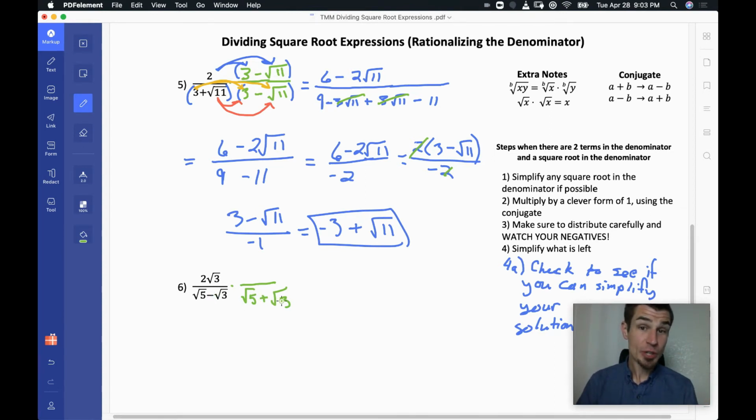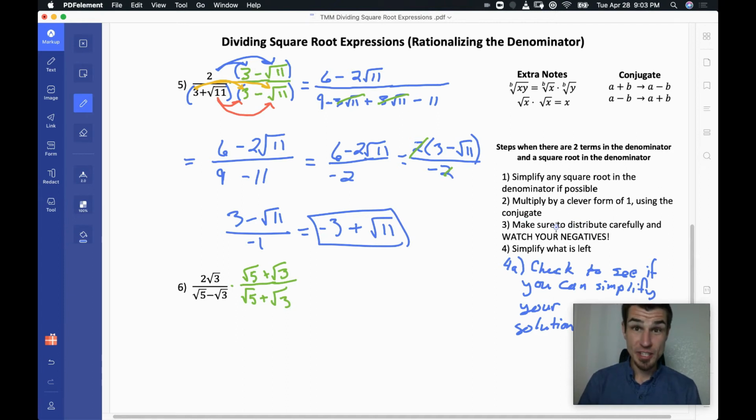So if we want to multiply the denominator by its conjugate, by the square root of 5 plus square root of 3, we can't just do it in the denominator because that changes the value of our expression. We need to multiply by a clever form of 1. So if we need this in the denominator, we totally need the same thing in the numerator so that it's just equal to 1. Because anything divided by itself is 1. Square root of 5 plus square root of 3 divided by square root of 5 plus square root of 3 is 1.